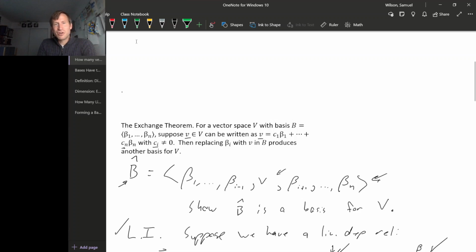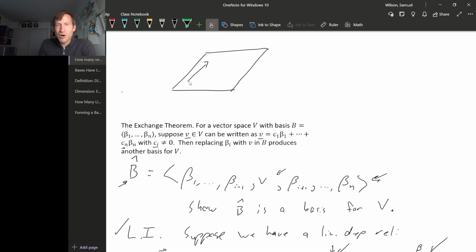So we have this result about turning a basis into a new basis by replacing a vector. That's called the exchange theorem. And I just wanted to show you a geometric example of why we would expect this to be true. So suppose that we're in some plane in a Euclidean space. So it could be R3, of course.